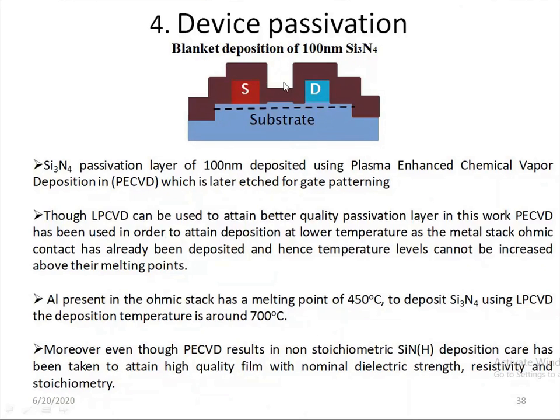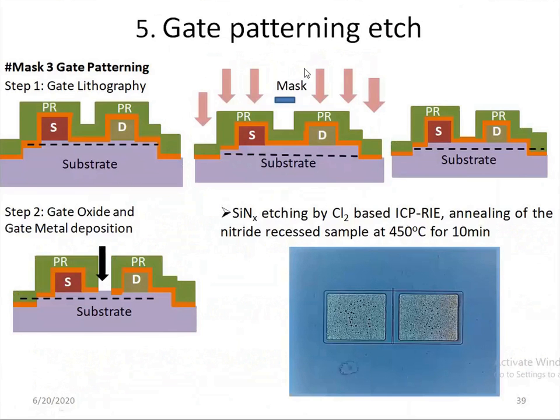After the passivation deposition, we again use the mask for gate patterning. We etched away a portion of the passivation layer again using optical lithography, and we developed a trench like this, and then we deposited the gate oxide and the gate metal. After the passivation etching and gate deposition, the device will look like this in the bottom figure. This is a pattern of the HEMT device.